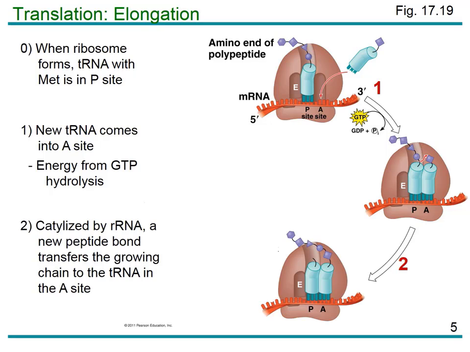We then are going to have a new peptide bond that's going to transfer the growing polypeptide chain that is located on the tRNA in the P site. That amino acid will be transferred to the tRNA that is in the A site. This reaction is going to be catalyzed by the ribosomal RNA.